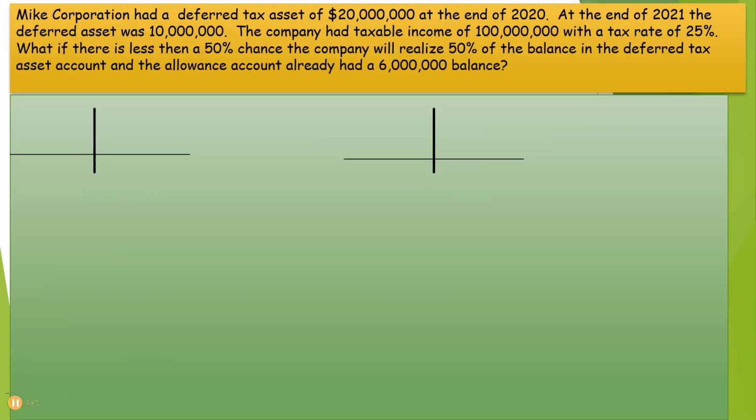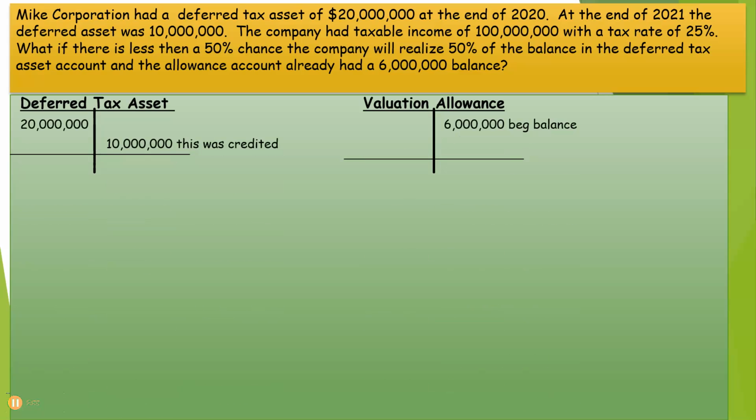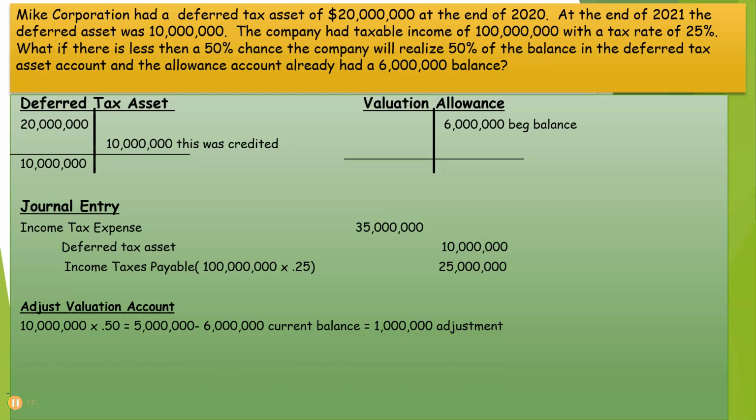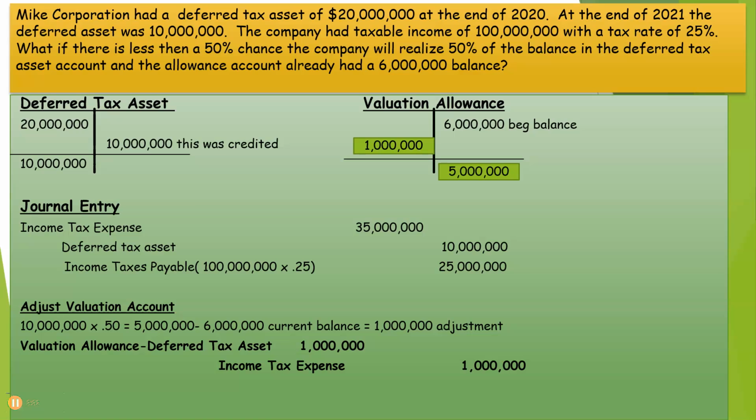Now, what if we already had a balance of $6 million? So let's look at our T accounts. This is what transpired. We have $10 million there, and now we're saying the valuation account should be based on the 50%. So there would have been our entry for when we originally did our journal for our income tax expense and income taxes payable. Now, we've got to adjust our valuation account. Now, here's the thing. We know it has to be $5 million. We already have $6 million, so we have to adjust it by $1 million. So we're going to go valuation allowance, deferred tax asset, and then we would reduce our income tax expense by $1 million.